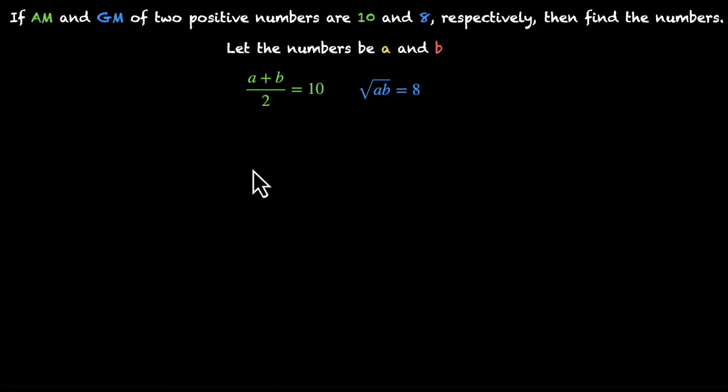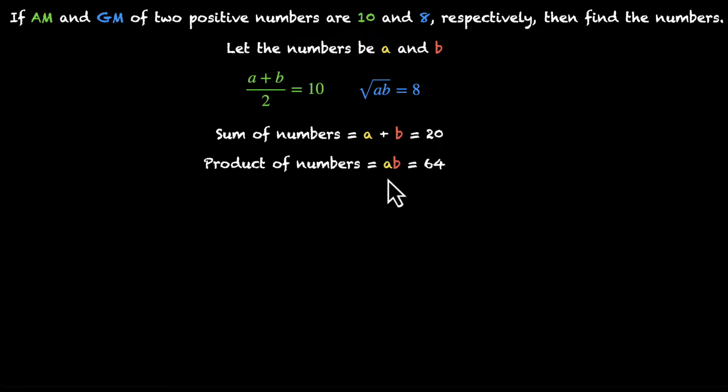And we can do the same thing. We can have the sum of numbers and product of numbers. Sum of numbers A plus B is 10 times 2, that's 20. And product of numbers AB is the square of 8, that's 64. Now, this question doesn't ask us to find the quadratic equation whose roots are A and B. But if we do that, we'll get the equation, and if we get the equation, we can solve it to get the values of A and B. So let's follow that approach.